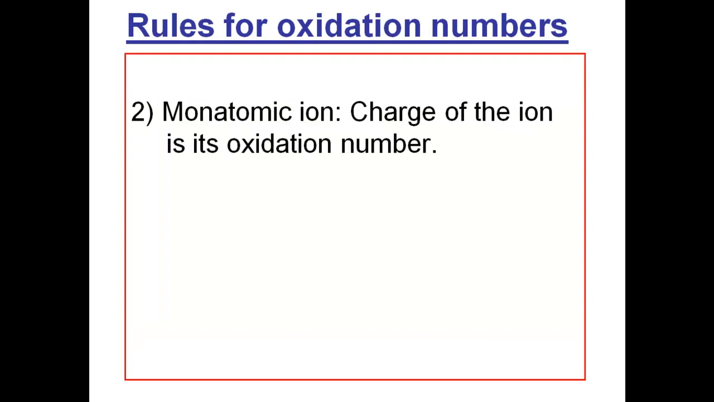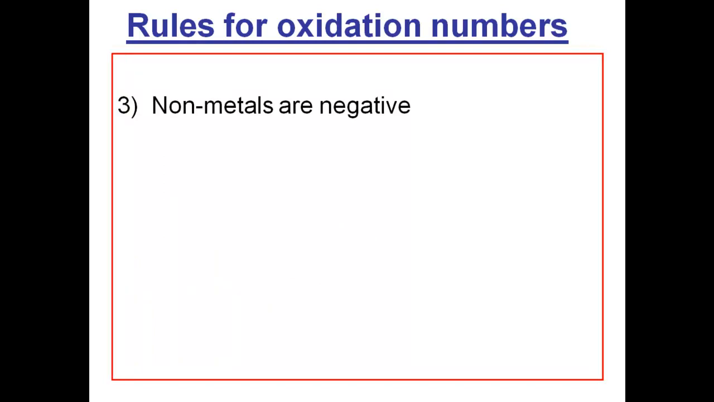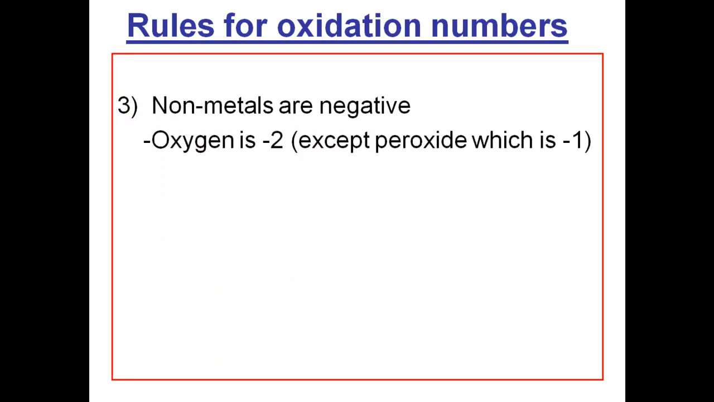The second rule is that monatomic ions have the charge of the ion as their oxidation number. Group 1A, the alkali metals, have a +1 charge on their ion, so their oxidation number is +1. Group 2A has a +2, aluminum is a +3. Nonmetals will be negative. Oxygen is a -2, except when it's present as peroxide, then it'll be a -1.